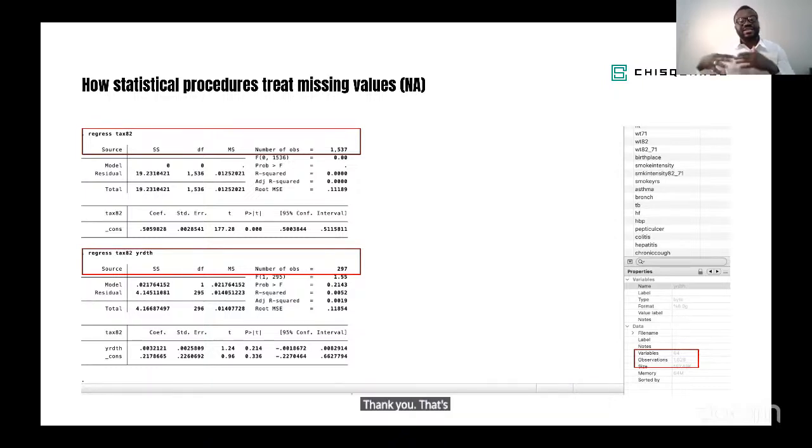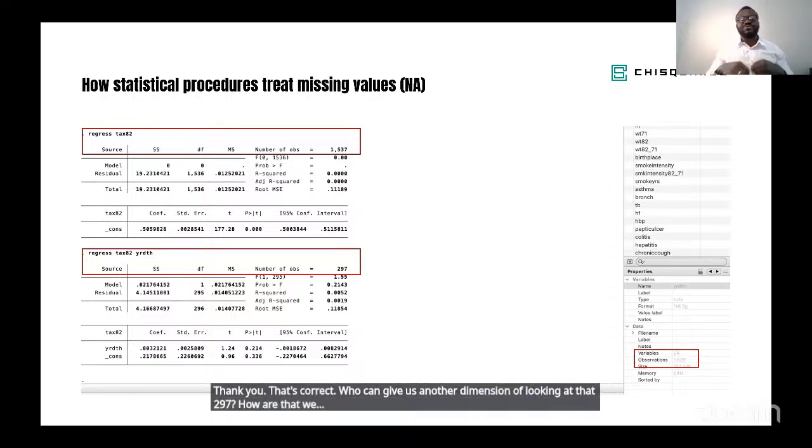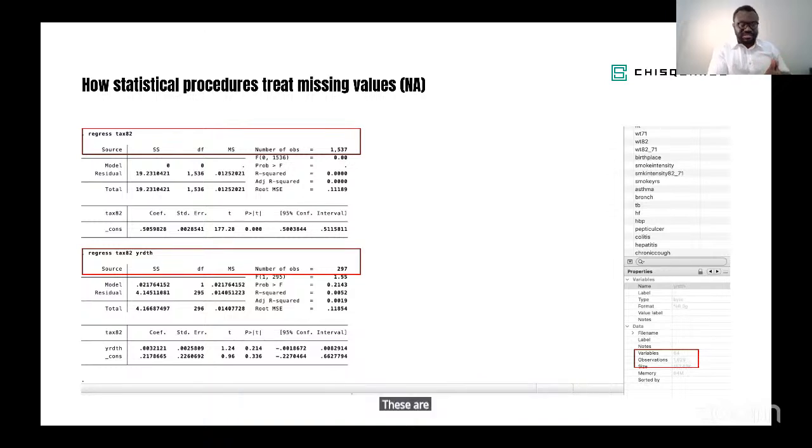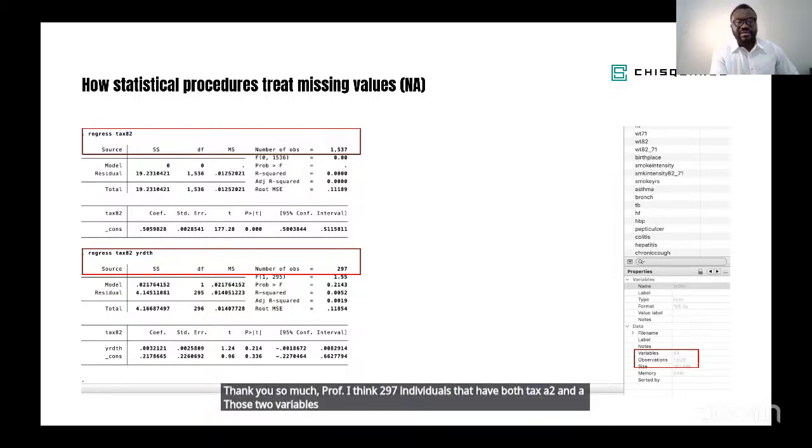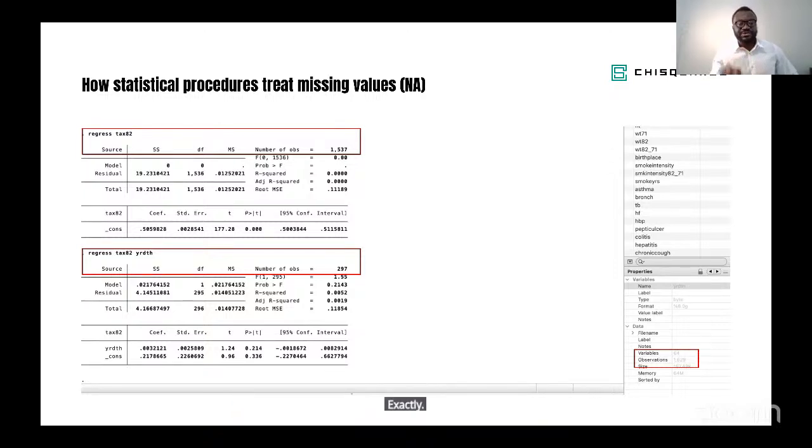Who can give us another dimension of looking at that 297? Which other way can we frame that 297? These are individuals who have what? Moses. Thank you so much, Prof. I think 297 are individuals that have both tax A2 and those two variables captured. Exactly. So those are the individuals who have complete data for all the variables.